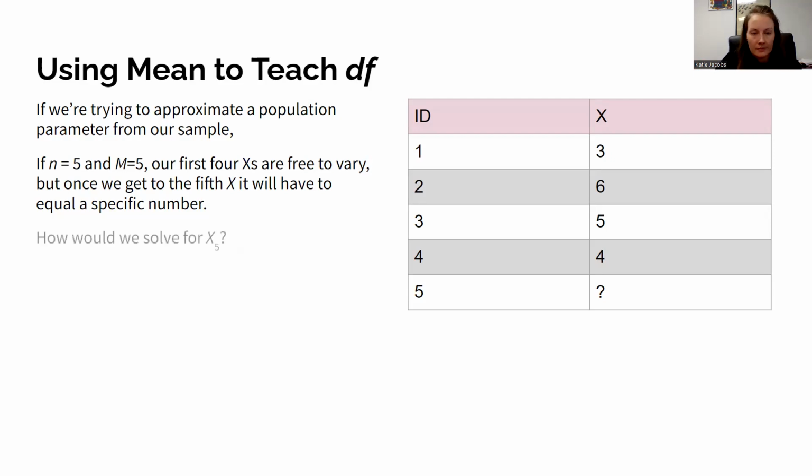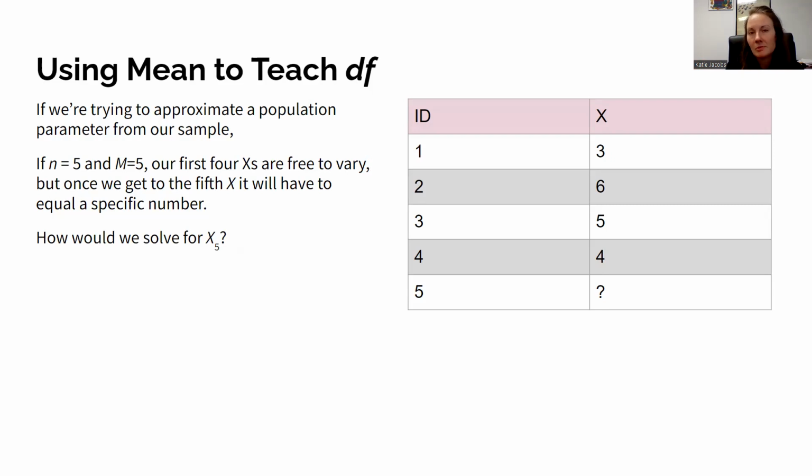Okay. So how would we solve for that last remaining X value? So here, thinking we actually have the formula for the mean, right? So what would we have to do?